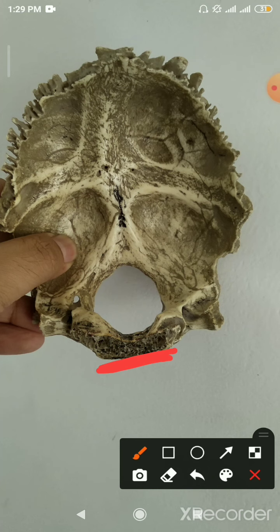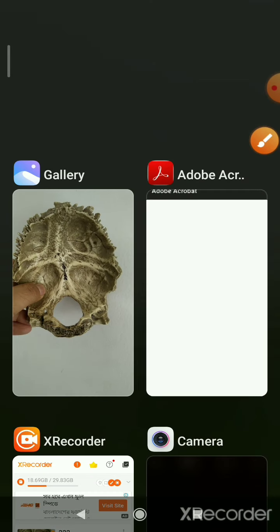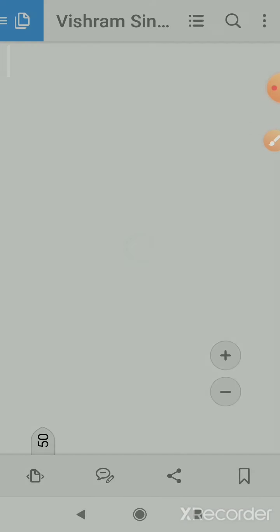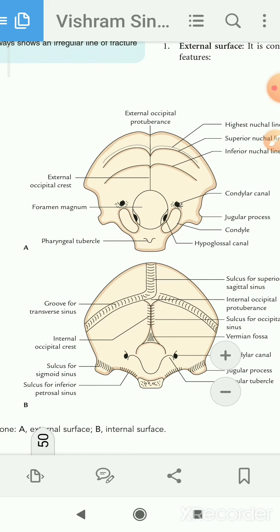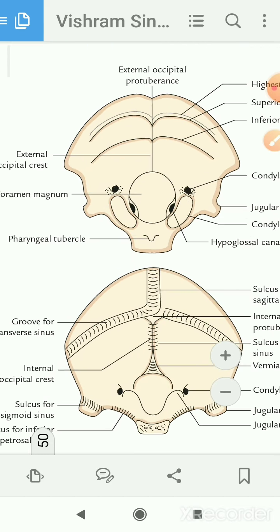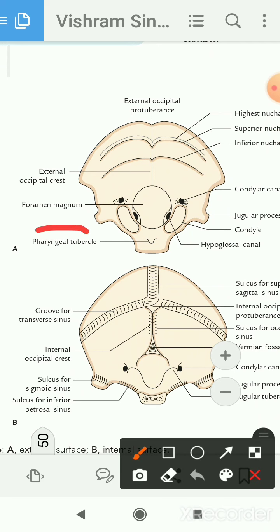Now come to the inferior surface, that means the lower surface. It faces downward and it presents a pharyngeal tubercle. Let's see the pharyngeal tubercle from a different picture. So we are talking about the inferior surface of the basilar part. In the middle there is a pharyngeal tubercle, and it gives attachment to the upper end of the fibrous raphe of the pharynx, where all the constrictor muscles of the pharynx are inserted.